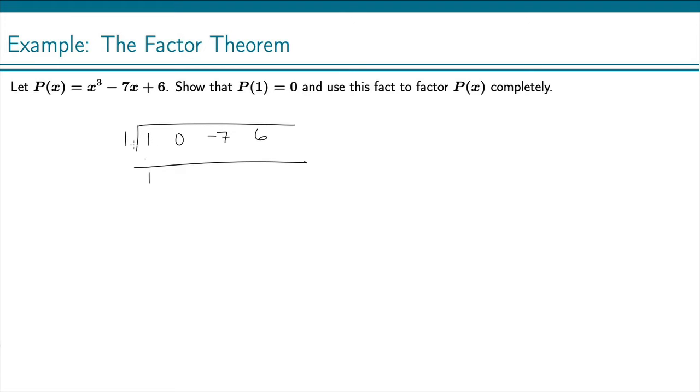So bring the 1 down. 1 times 1 is 1. 0 plus 1 is 1. 1 times 1 is 1. -7 plus 1 is -6. -6 times 1 is -6. And 6 plus -6 is 0.